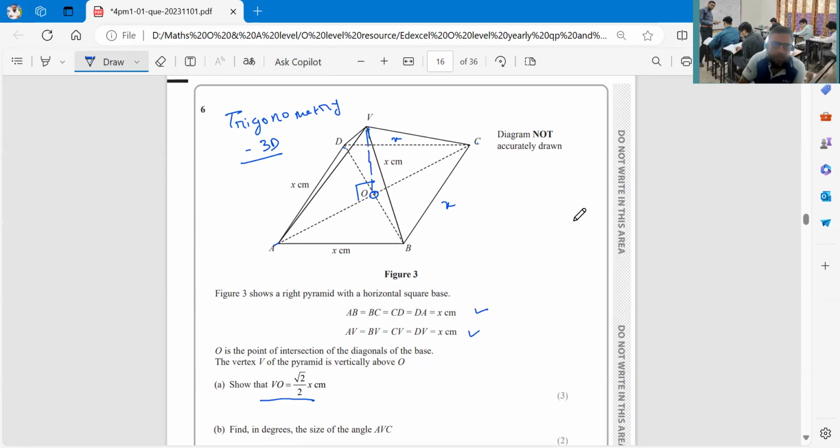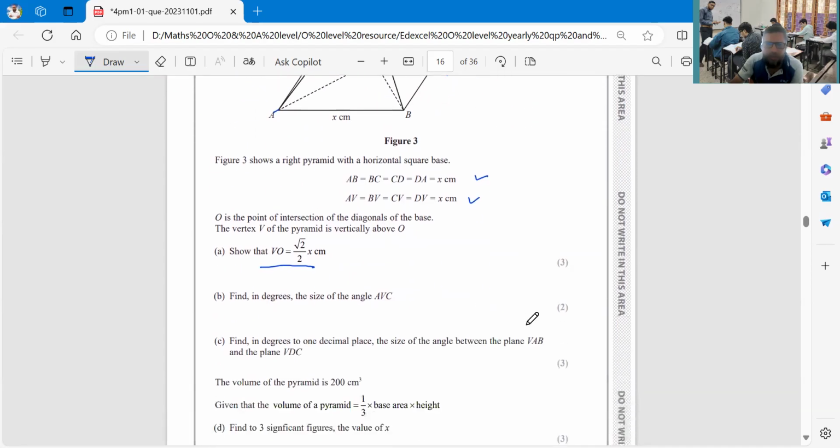So if you see the diagram, VO is the vertical height, AC is the diagonal length, and AO is half of the diagonal AC, and then you will get a right angle triangle. If you get AO, and AB is already given as x, you can easily find VO. So this is the method: we need to find VO first.